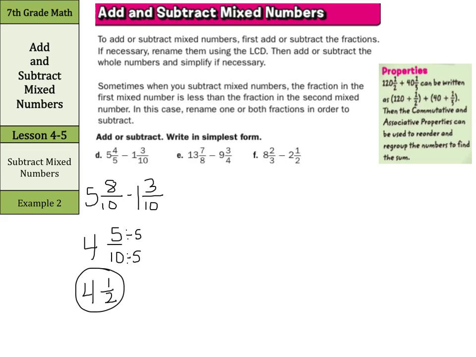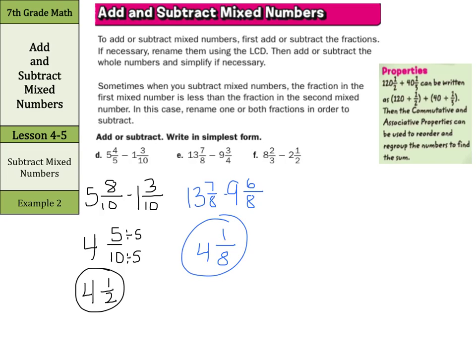What about 13 7/8 minus 9 3/4? Well, our common denominator here is going to be eighths. So we have 13 7/8 minus 9 and so many eighths. And once again, we ask ourselves, well, 4 times 2 is 8. So 3 times 2 is 6. Can I take 6/8 away from 7/8? Yes, I can. 7/8 minus 6/8 is 1/8. And then 13 minus 9 is 4. So 4 1/8.